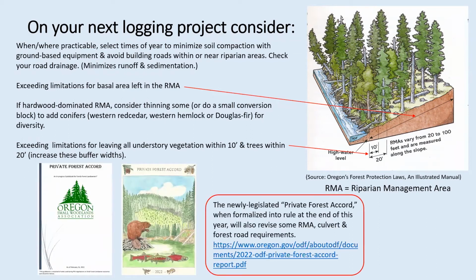Just recently, there's been a newly legislated Private Forest Accord, an unprecedented agreement between the environmental community and the logging community that was legislated into law earlier this year. So it's brand new. And when formalized into rule at the end of this year, it will also revise these requirements, as well as culvert and forest road requirements. The Private Forest Accord is a very voluminous document, around 300 pages, shown with the beaver and the salmon on the cover.